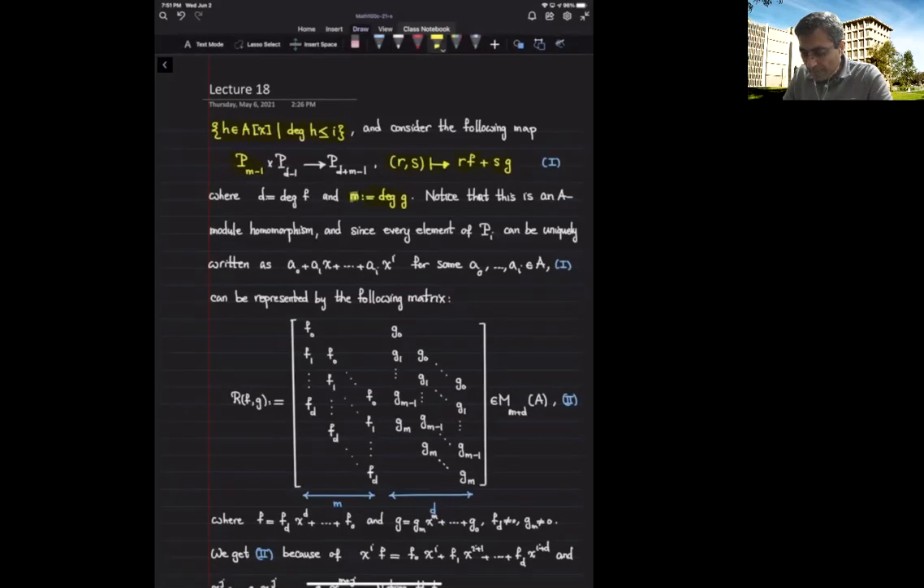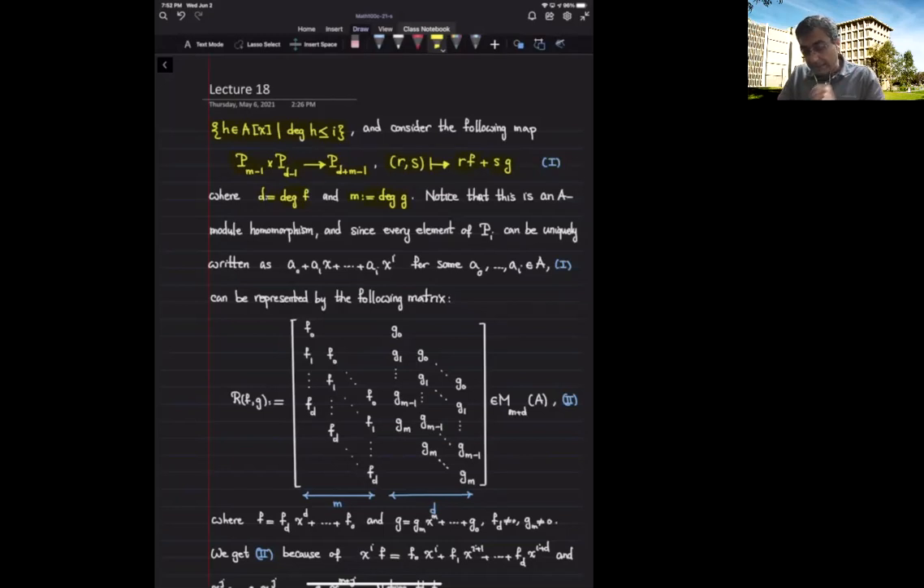So let m be degree of g and d be degree of f. Then r has degree at most m minus 1 and s has degree at most d minus 1. So I'm going from P sub m minus 1 cross P sub d minus 1 to, now, when I do this computation, r f has degree at most d plus m minus 1. s g has degree at most d plus m minus 1. When I add them, I get a polynomial whose degree is at most d plus m minus 1.